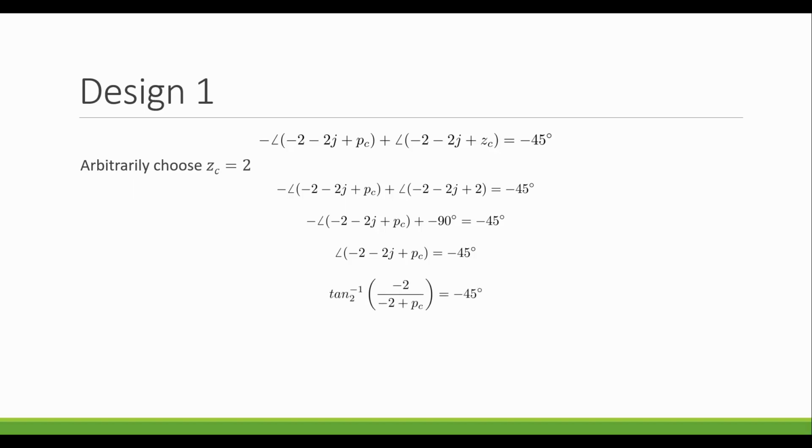The angle by definition is going to be that 4-quadrant arctangent. I put the negative 2, the imaginary part, on top, and then the denominator is the negative 2, the real part, negative 2 plus PC. So solving this, I can take the tangent of both sides, and this tells me that if I choose the 0 to be 2, then the pole in the compensator has to be 4, and that will satisfy that top equation that the sum of those angles is negative 45 degrees, and then the sum of all 4 angles is 180 degrees, which ensures that negative 2 plus or minus 2j will appear on the root locus.